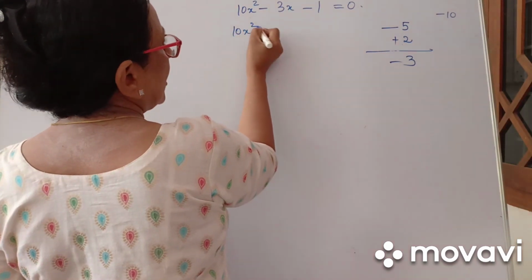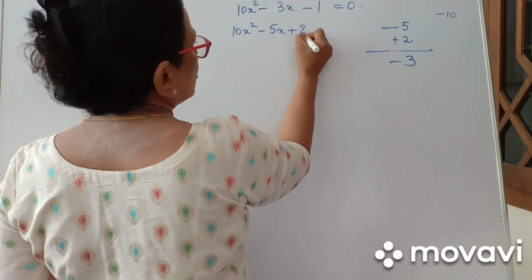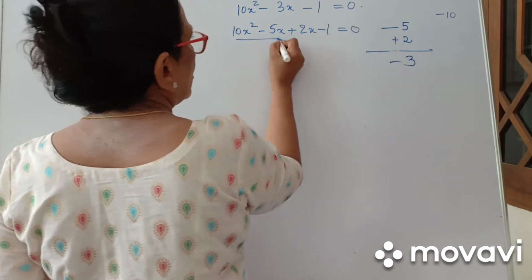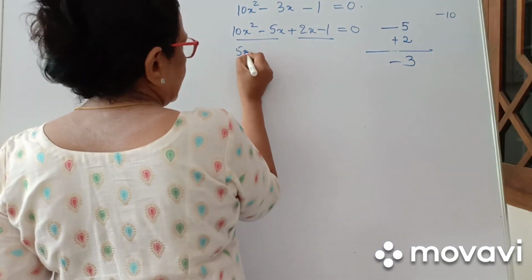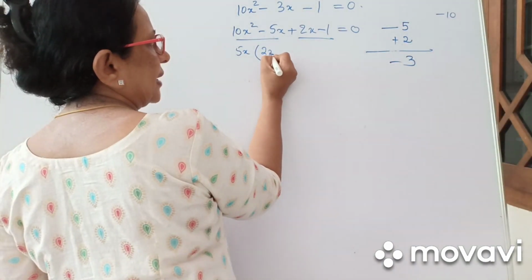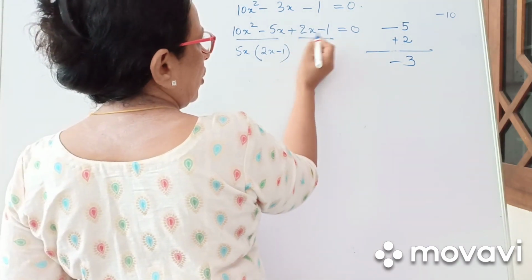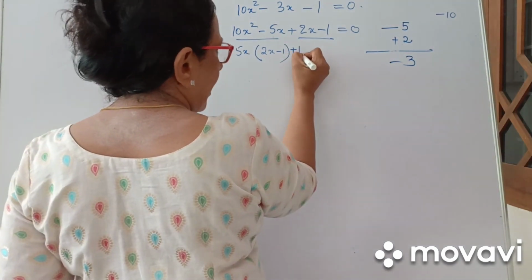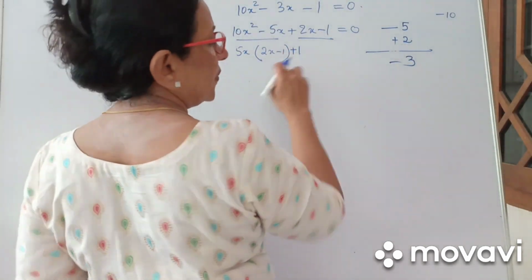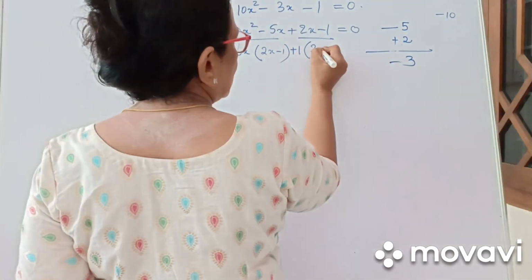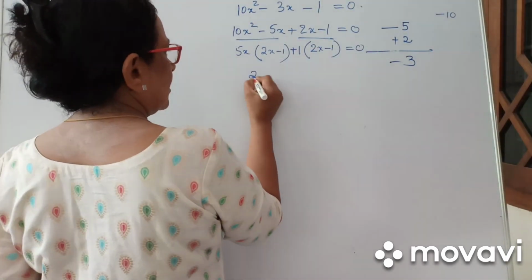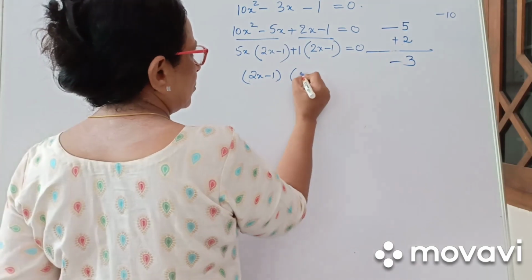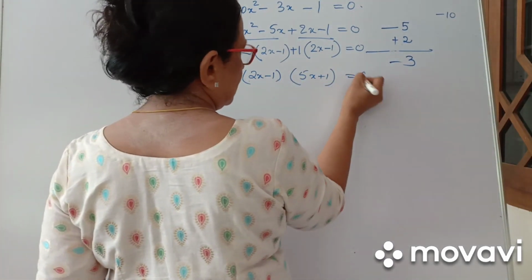It is 10x squared minus 5x plus 2x minus 1 equal to 0. Okay, any doubt? No. So take out common 5x. So you have 2x minus 1. Nothing common, so write this sign over here, plus. And if there is nothing common, I told you, you should always write 1 into 2x minus 1 equal to 0. See, I got the terms in the bracket to be the same. So till here all the steps are correct. Then it is 2x minus 1 into 5x plus 1 equal to 0.